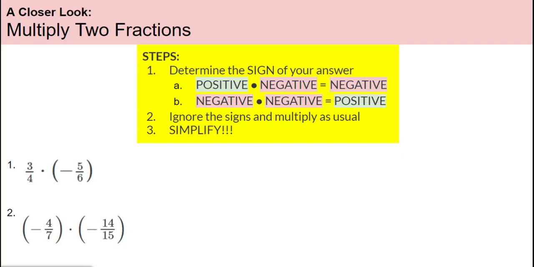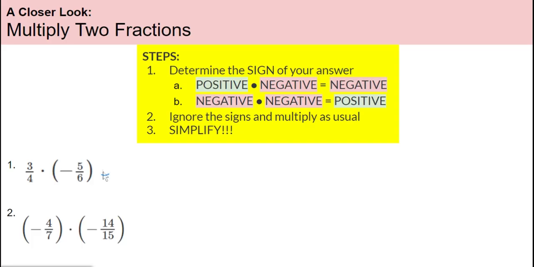Right, remember the steps. The steps are all the same, pretty much, right? First thing we want to do is to make sure we determine the sign of our answer. Okay, is it going to be positive or negative? Let's look at this first one. 3/4 times -5/6. Is your answer going to be positive or negative?